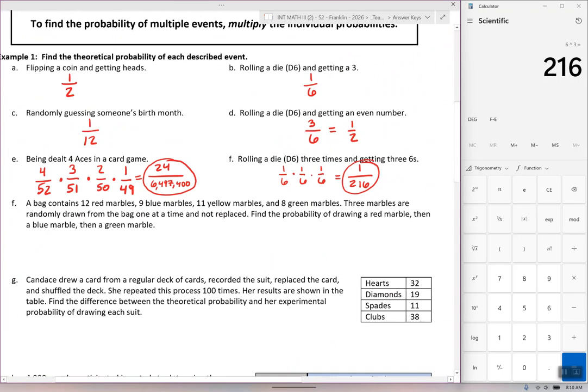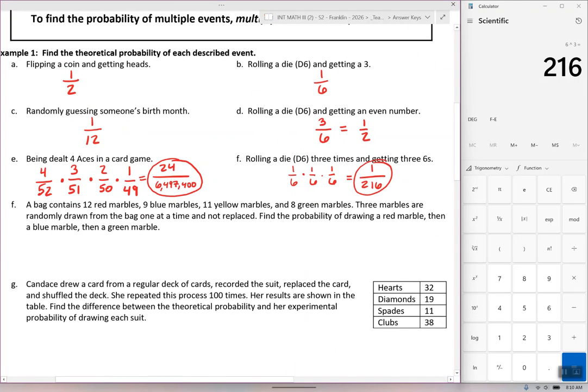Okay, example F says a bag contains 12 red marbles, 9 blue marbles, 11 yellow marbles, and 8 green marbles. 3 marbles are randomly drawn from the bag one at a time and not replaced. Find the probability of drawing a red marble, then a blue marble, then a green marble. So first, let's count up how many marbles there are. 12 plus 9 plus 11 plus 8, that's 40 marbles.